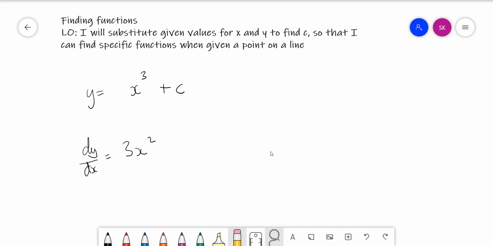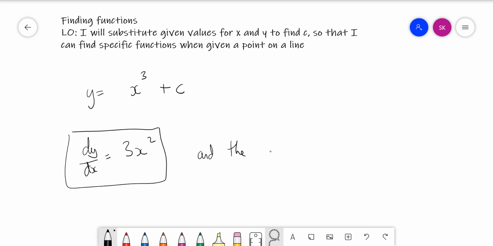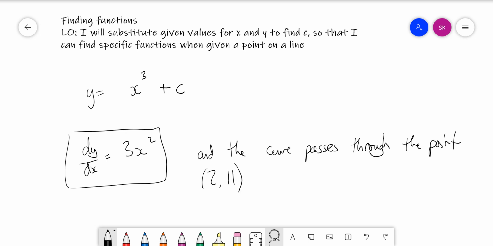However, if I were to tell you that the gradient function is this, and the curve passes through the point, let's say 2, 11, how could I use that information to find out what c is? Pause the video and have a think.